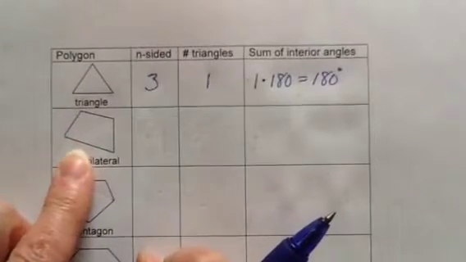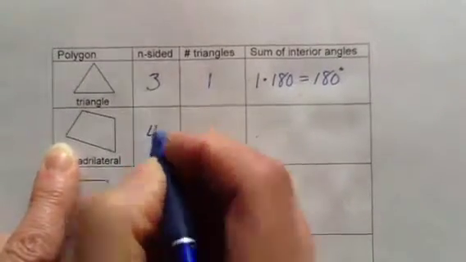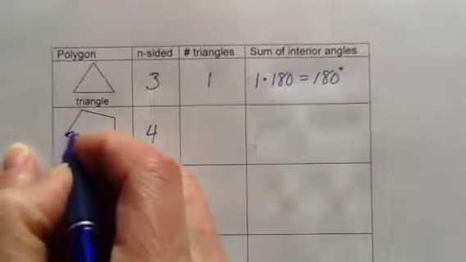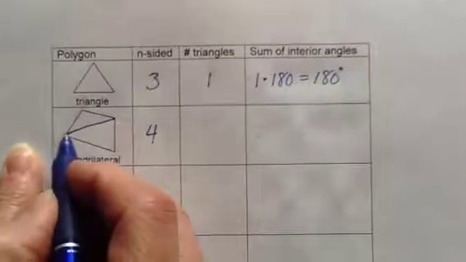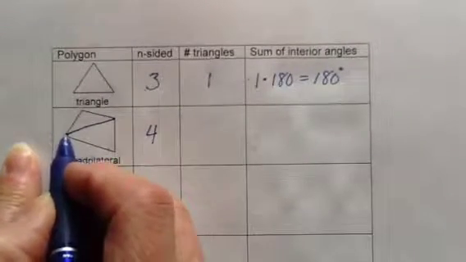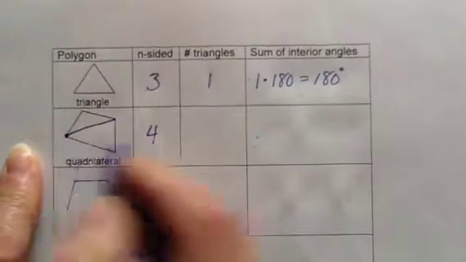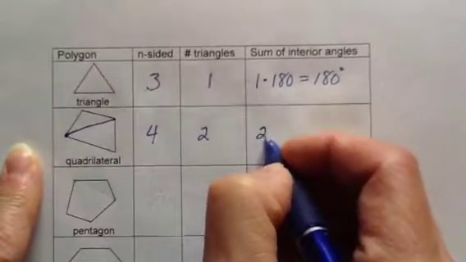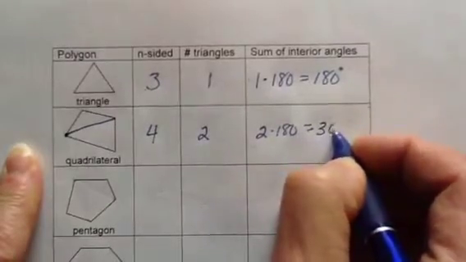Okay, the next one, again, has 4 sides. I want to break this up into triangles by drawing diagonals. But I do not want the diagonals to intersect. I want all the diagonals from one vertex. I can only draw one diagonal. How many triangles do I have? I have 2, and each triangle has 180 degrees. So this answer is 360.